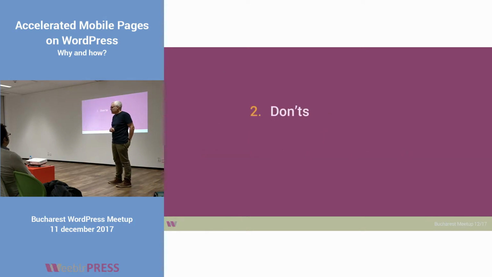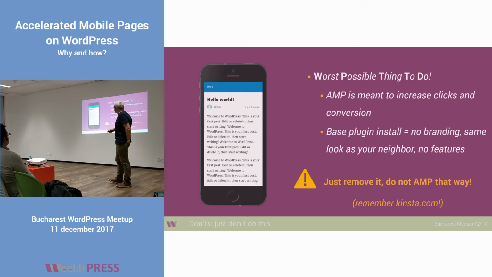So now, those are the things you should do, and now the things you should not do. What you should not do is this. That's the worst possible thing to do, and it might not be obvious, but what is this? This is what happens when you go to the WordPress plugins repository, you search for AMP, then you get the automatic standard AMP plugin, you install it, you enable it, and you say, okay, I have done AMP, I'm good. You're not good. If you do that, then this is what you get.